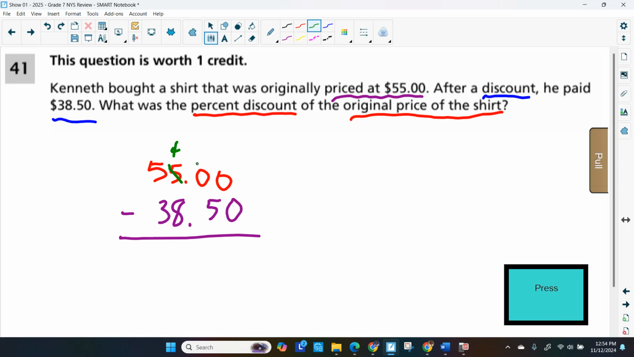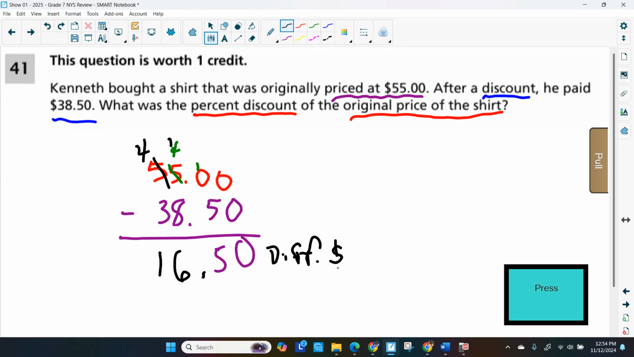So I leave that as a 10. All right, 0 minus 0, 0, 10 minus 5, 5. And I got to borrow another one from the 4. 14 minus 8, 6. 4 minus 3, 1. $16.50 is the difference, or the change in price.